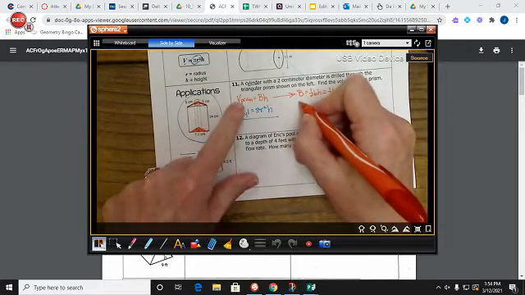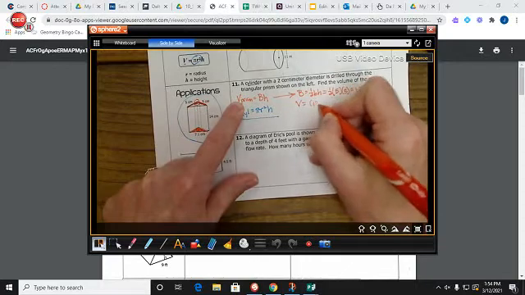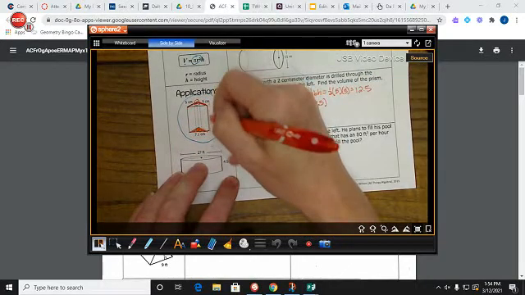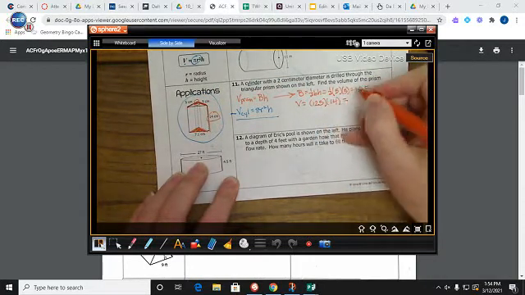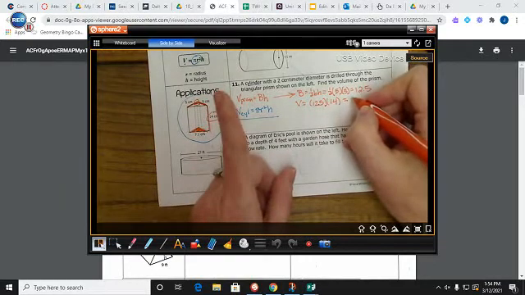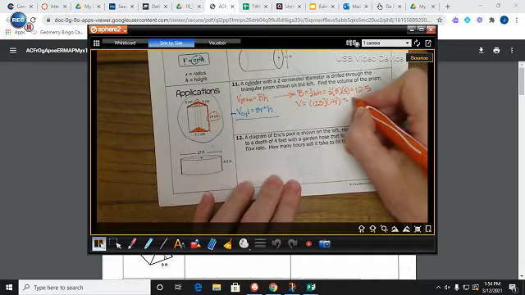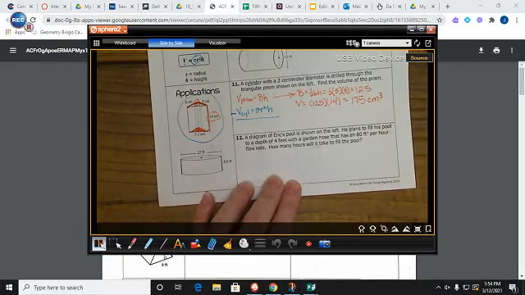So now when I go to do that volume, I can use the 12.5 as the area of my base, and then the height of the whole prism is 14. And so the volume of this prism, before I drill a hole in it, before it gets mangled, is going to come out to be 175 cubic centimeters.